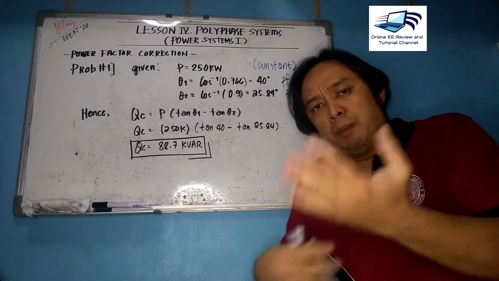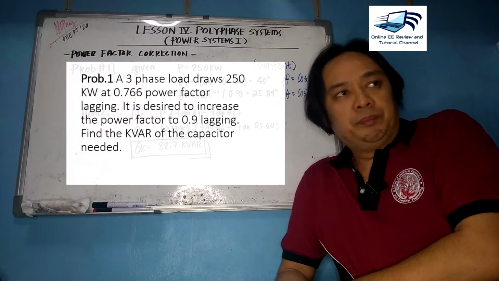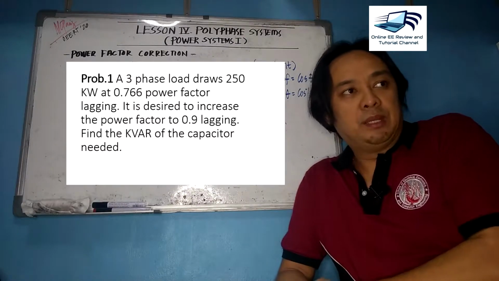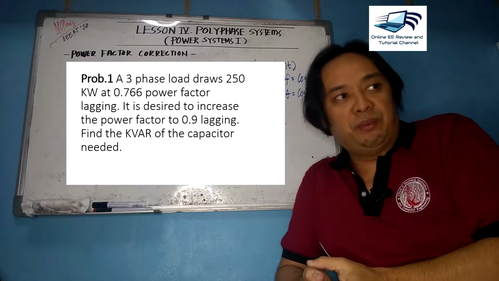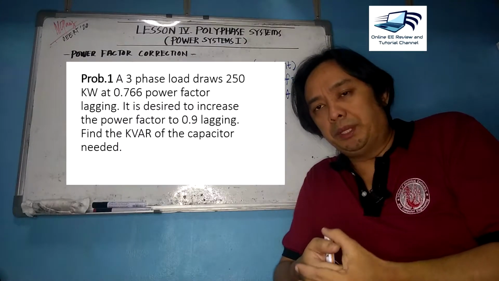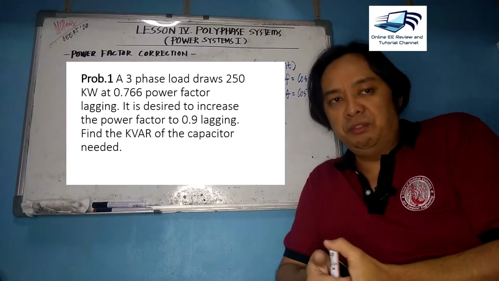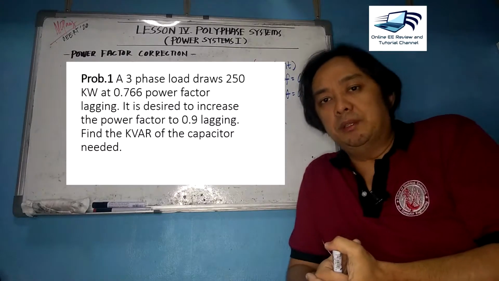Okay, let us solve problem number 1. Let us read problem number 1 first. A 3-phase load draws 250 kilowatt at a 0.766 power factor lagging. It is desired to increase the power factor to 0.9 lagging. We need to find the power in kVAR of the capacitor which is needed.